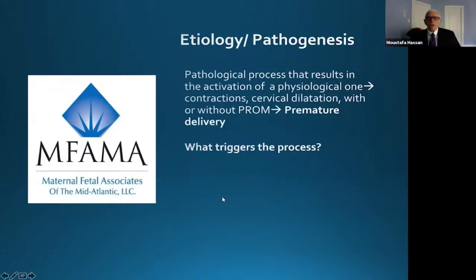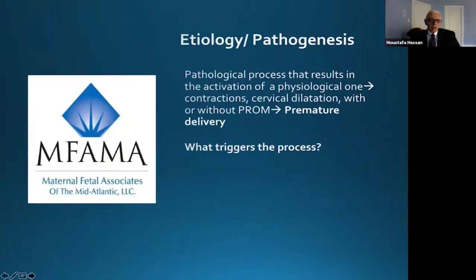Okay. So essentially what we are talking about here is a pathological process that results in the activation of a physiological one, which is the process of labor and delivery. But that's physiological when it's at the proper time, and pathological when it happens earlier than that or in unusual circumstances. That would result in contractions, cervical dilatation, with or without ruptured membranes, and eventually would end up with premature delivery.